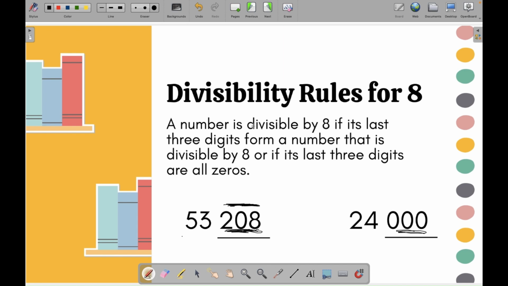So for 2, just to remind you, the last digit is 0, 2, 4, 6 or 8. If we have to check for 4, then we take the last two digits. So the last two digits can either be 0, 0 or any multiple of 4. For 8, the last three digits should be 0, 0, 0 or a multiple of 8, right? So for 2, just look at the last digit. For 4, look at the last two digits. And for 8, look at the last three digits.